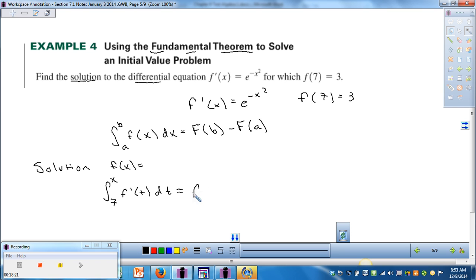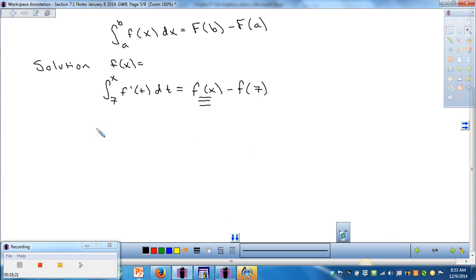Lowercase f of x minus lowercase f of 7. Everybody okay with that? Just setting up our fundamental theorem with the information that they gave us. And then what we're trying to solve for is this. So lowercase f of x would equal what? Isolate this in this equation.